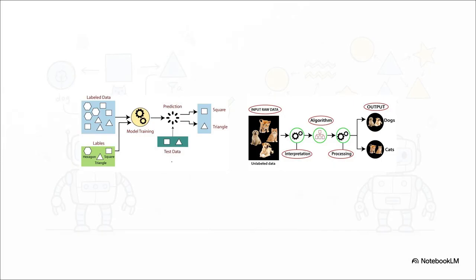This picture just makes it so clear. On the left, that's supervised learning. The data comes with neat little labels like square and triangle. But on the right, it's just a jumble of raw images. The machine's job is totally different now. It's not trying to predict a label, it has to find groups all by itself. It has to look at that mess and figure out that, hey, these pictures kind of seem to belong together in a dog pile, and these other ones look like they belong in a cat pile.